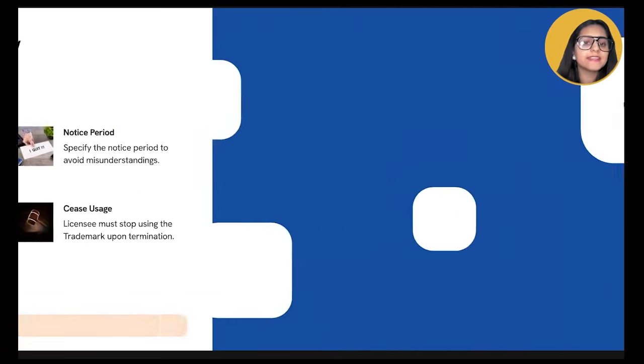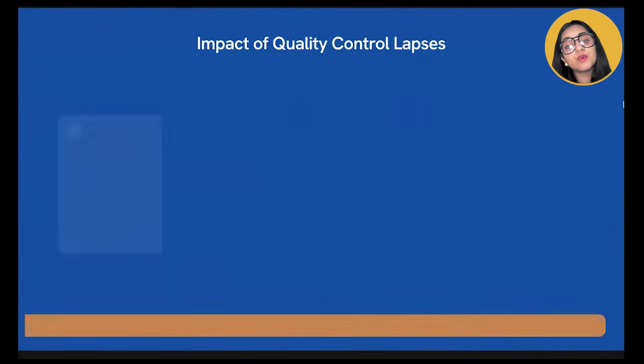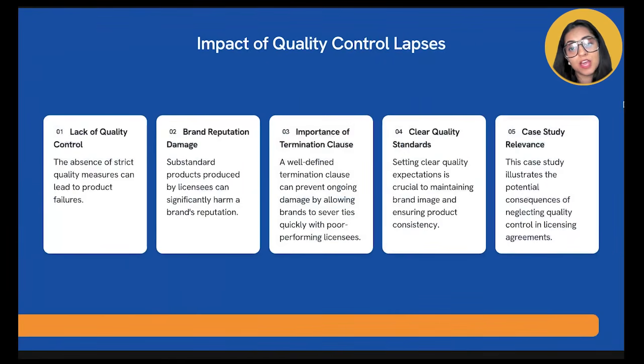Now let's look at a case where lack of quality control led to brand damage. A fashion brand granted a license for logo use but did not outline strict quality control measures. The licensee produced substandard products, causing brand reputation damage. This could have been prevented with a solid termination clause and clear quality standards.